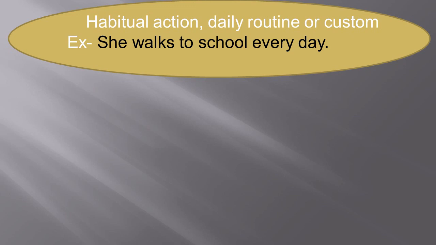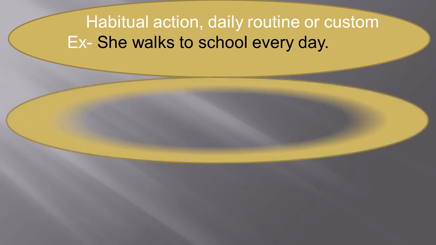Present indefinite tense is used to describe an action that represents some habitual action, daily routine or custom. For example, she walks to school every day. That represents what? That this is a kind of daily habit. So present indefinite tense is used to express some habitual action, daily routine or custom. For example, I go out for a walk daily. She goes to school every day.